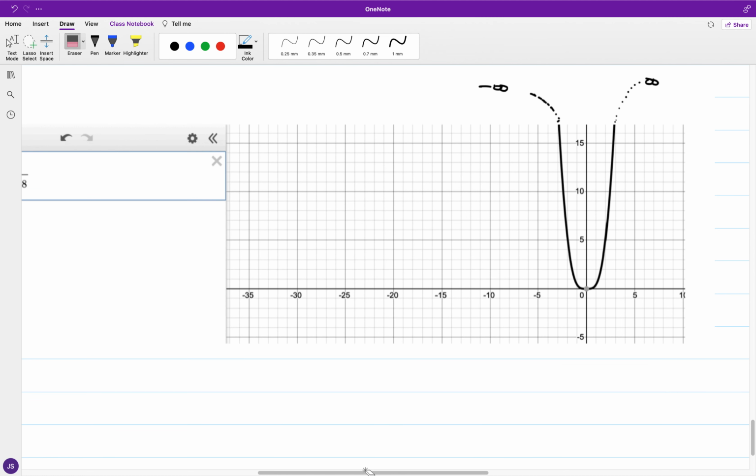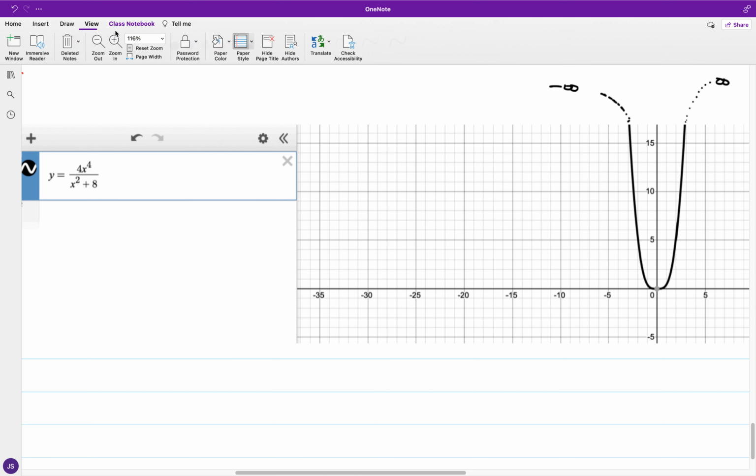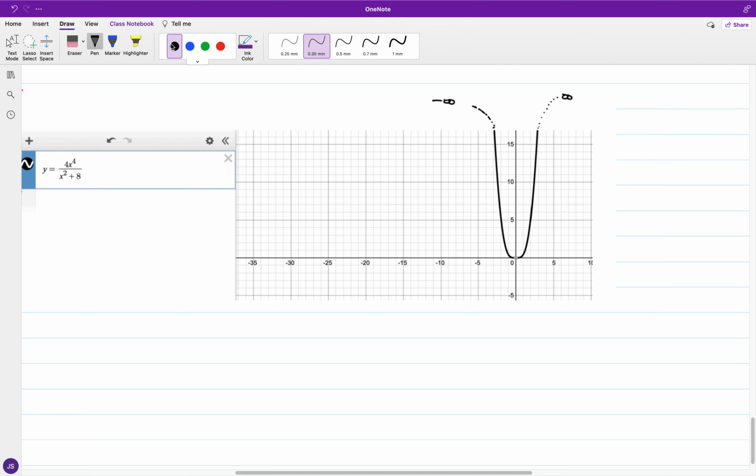Now, looking for domain and asymptotes, for the next few moments, let's see what we get for the domain and asymptotes.